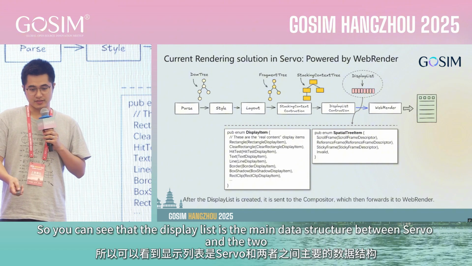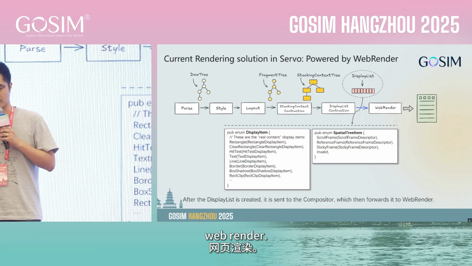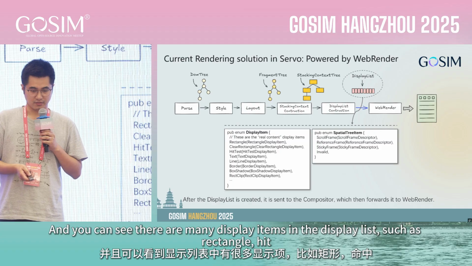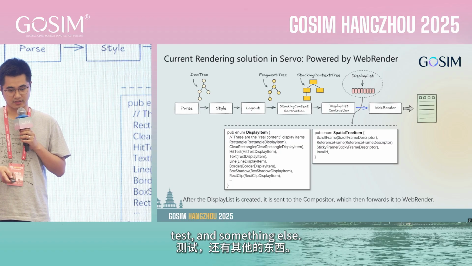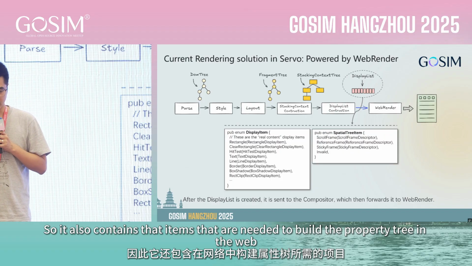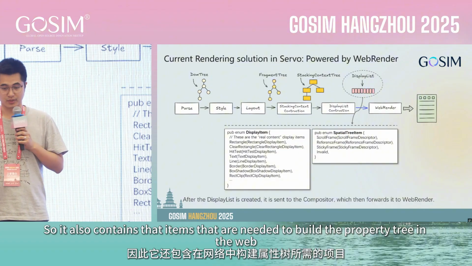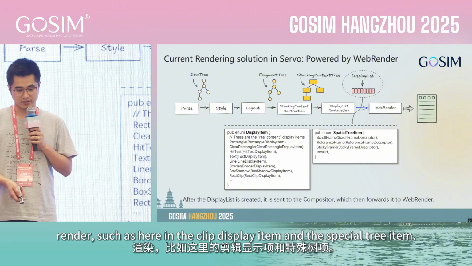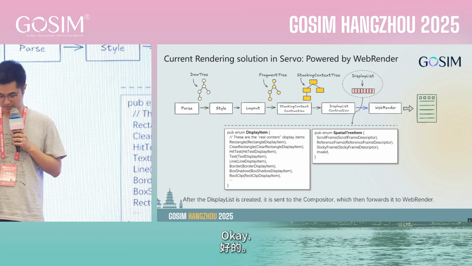You can see that the display list is the main data structure between Servo and WebRender. There are many display items in the display list, such as rectangle, hit test, and others. It also contains items that are needed to build the property tree in WebRender, such as the clip display item and the spatial tree item.